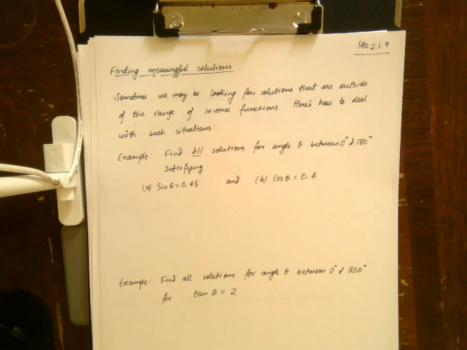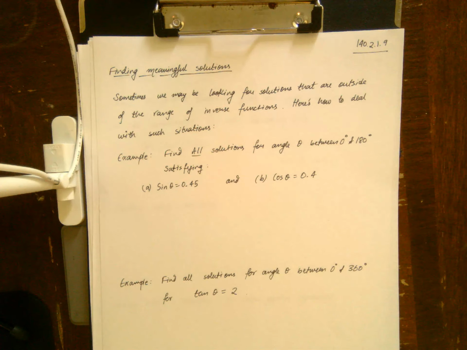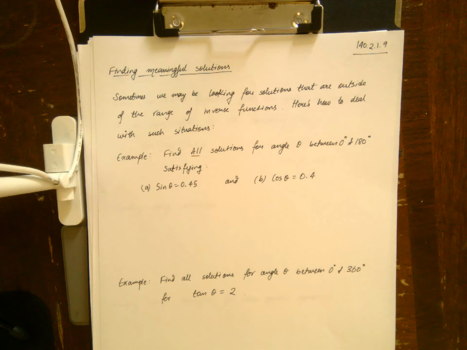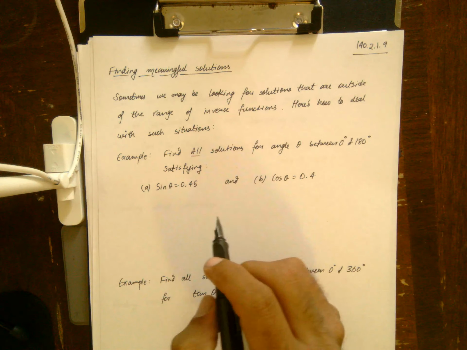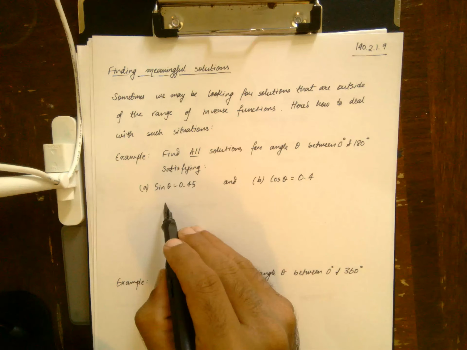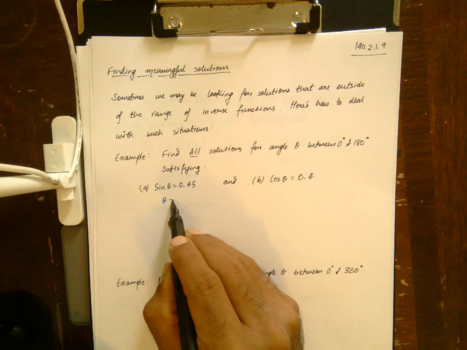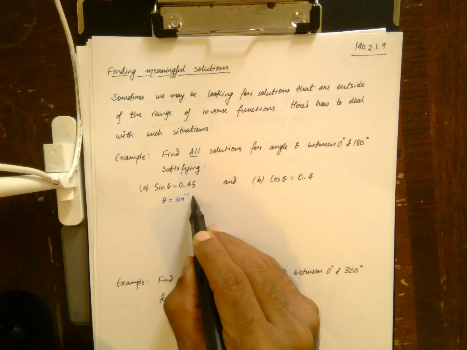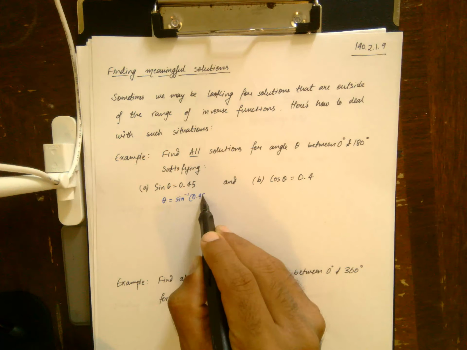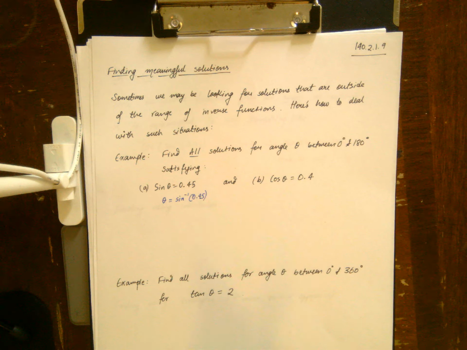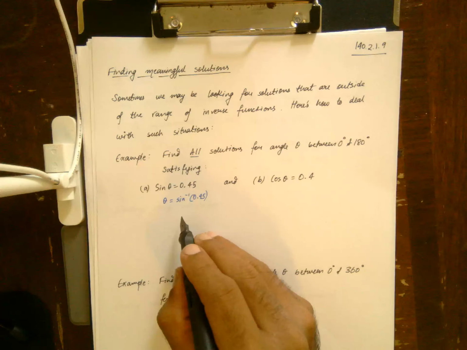Find all solutions for angle theta between 0 degrees and 180 degrees that satisfy this given condition. Now the first angle is pretty much obvious. I just go sine inverse of 0.45. Sine inverse of 0.45 gives me roughly 26.74 degrees.